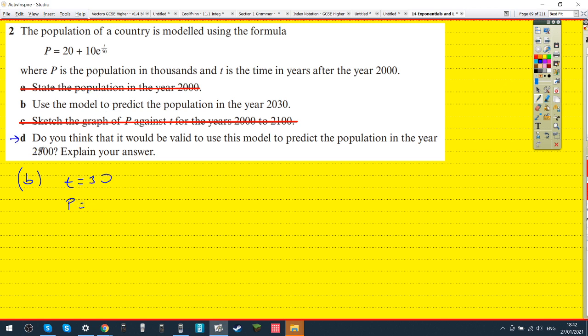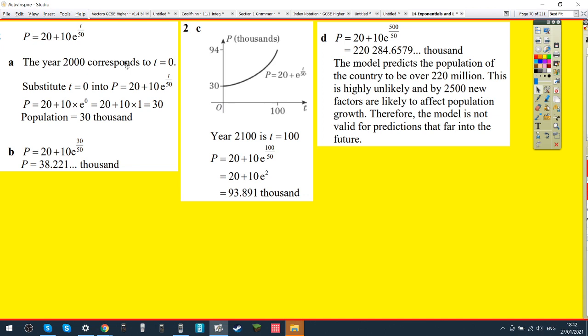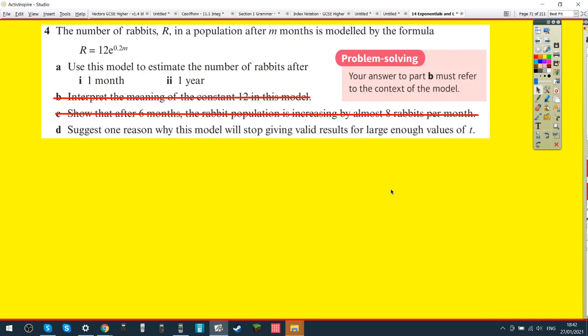How about part D? No, because population varies. They're not always constant growth or... Yeah. It would probably be some massive number, which isn't feasible. The population of the country to be over 220 million. This is highly unlikely, and by 2500 new factors are likely to affect population growth. Okay. Yeah, therefore the model is not valid for predictions that far into the future.